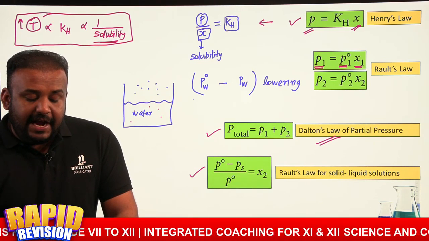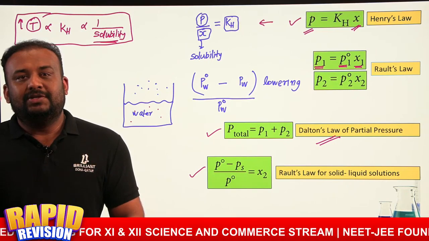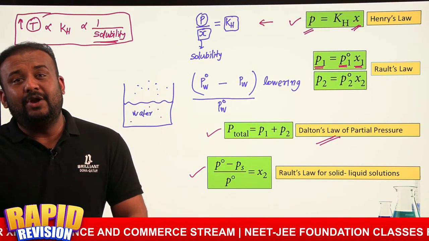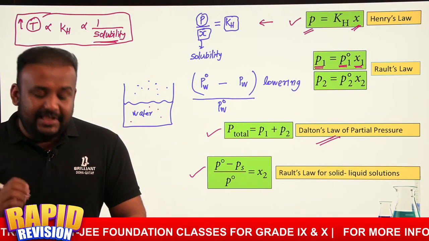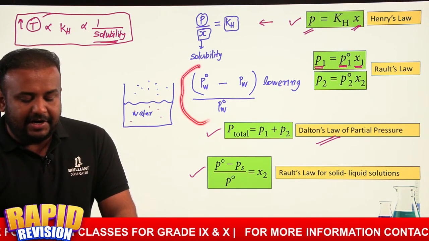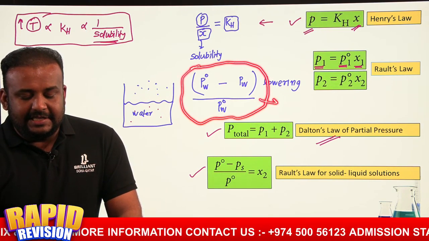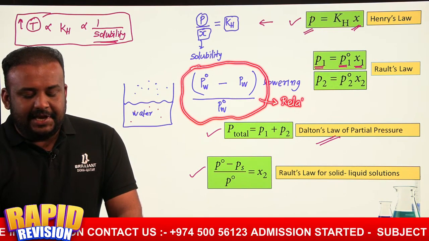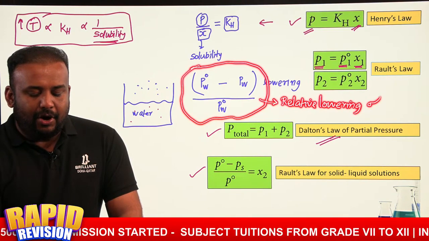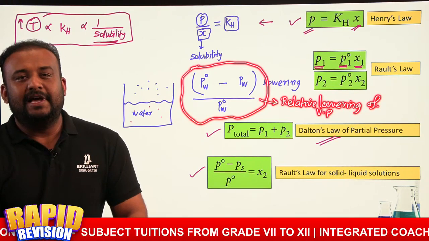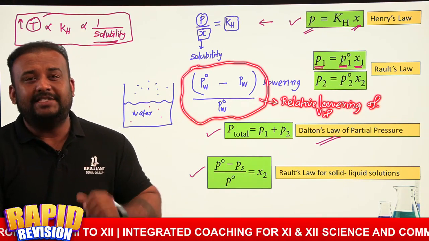Now, if I divide this by P0W, what am I doing? I am comparing the lowering with respect to the pure water's vapor pressure. This whole term that I have written here, all of you can see this, is read as relative lowering of vapor pressure. And remember that relative lowering of vapor pressure is a colligative property.